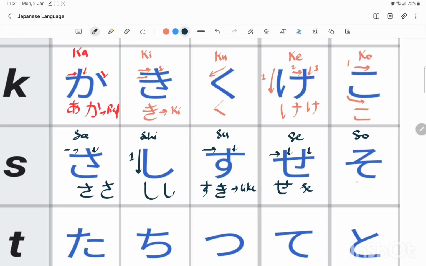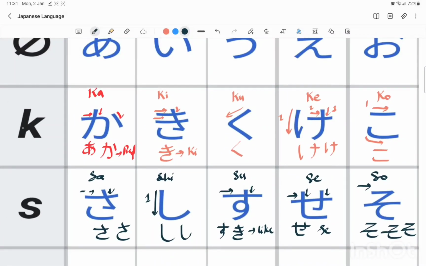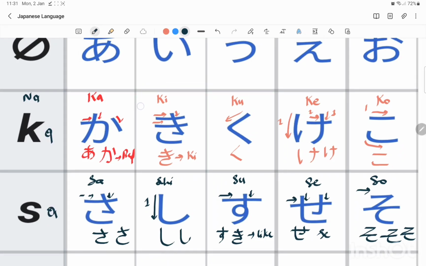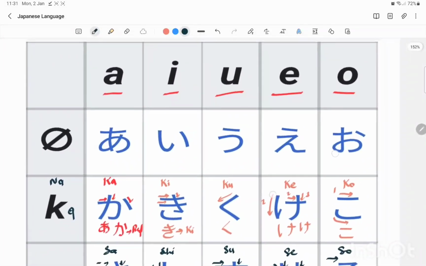And the last one is so. So is a one stroke character. You have to complete it in one stroke, something like this. Okay, so it's a one stroke character. So we have completed the na series, the ka series and the sa series, और अपने a e u e o तो कर ही लिया. This is for this lecture.